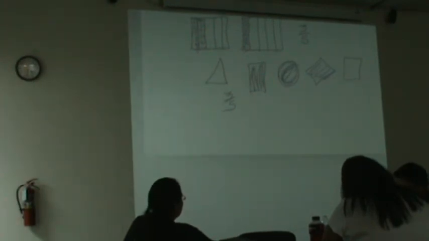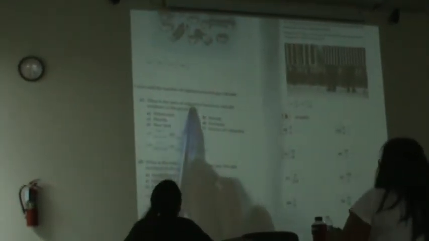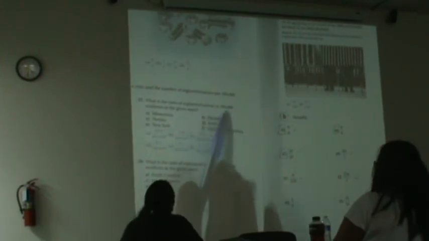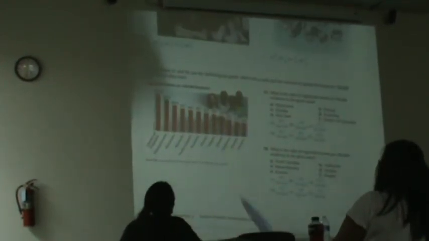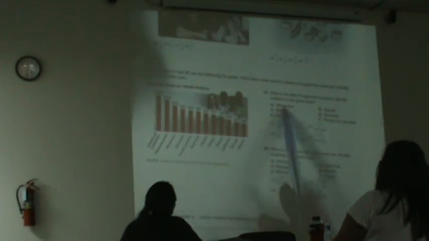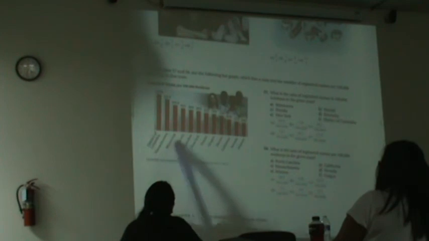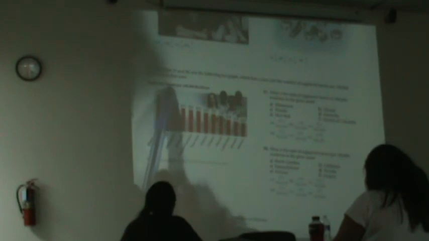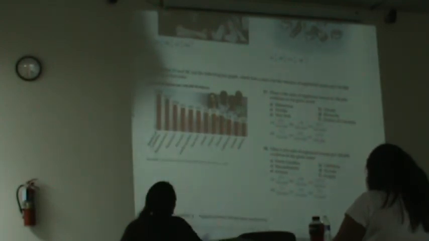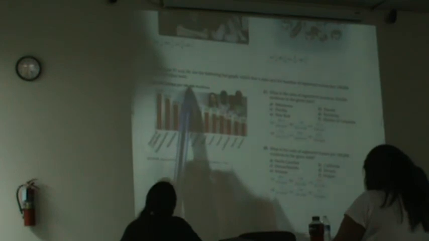And you've got word problems where you're just doing numbers to numbers, like this: what's the ratio of registered nurses to 100,000 residents in a given state? And this has, right here, registered nurses in Minnesota, you have 1014 nurses per 100,000. So that would be 1014 to 100,000, sorry.